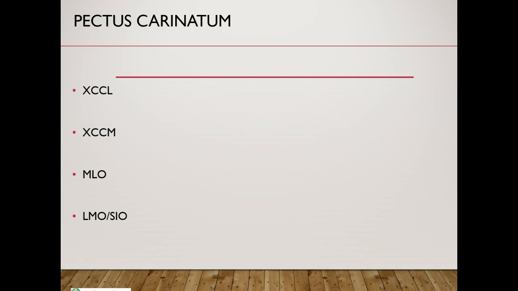And here's an example of some of the views that you would do for a pectus carinatum, and that would be the exaggerated CC, as I mentioned. You may need to do it both for the lateral and the medial tissue. Of course, you would be doing the MLO. You may need to do a lateral medial oblique, where you do the complete reverse of the MLO. Or you could do the superior inferior oblique, because you would then be compressing the breast from the lateral portion instead of bringing it down across that breastbone.